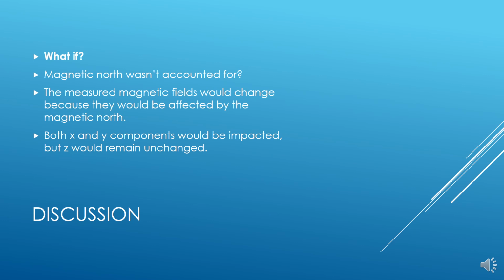What if the magnetic north wasn't accounted for? If the magnetic north wasn't accounted for, then the measured magnetic fields would change because they would be affected by the magnetic north. Both the x and the y components would be impacted, however the z component would remain unchanged as the phone was laying flat.